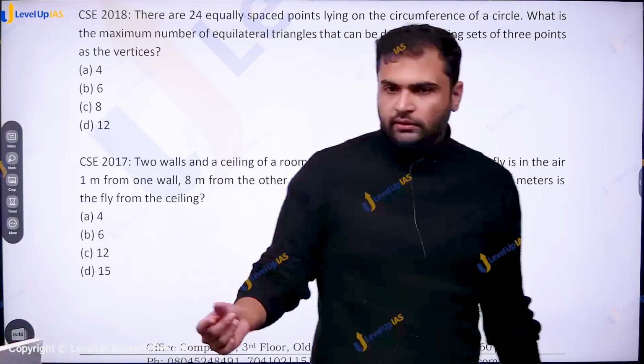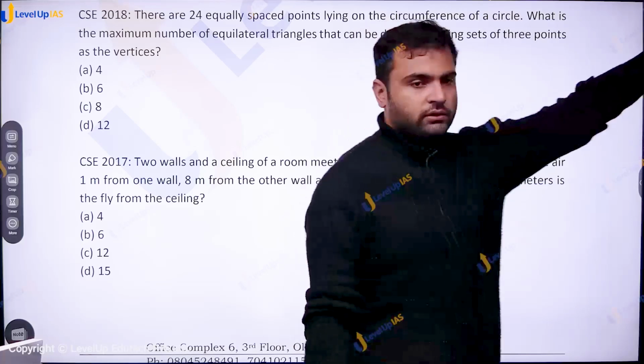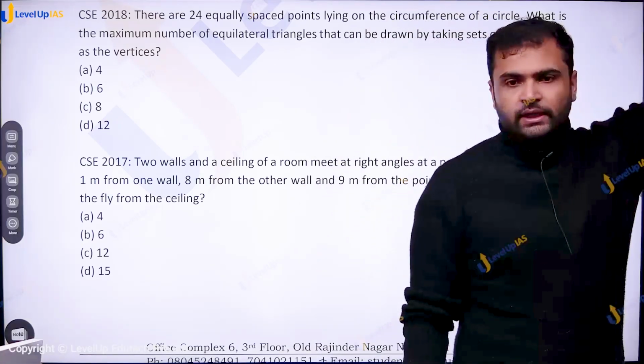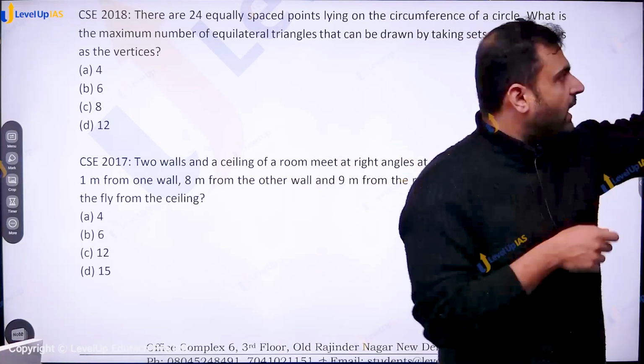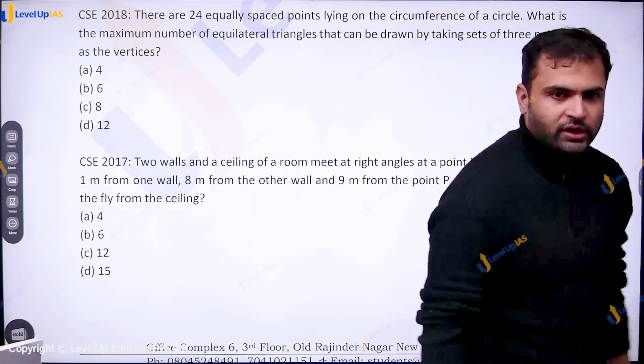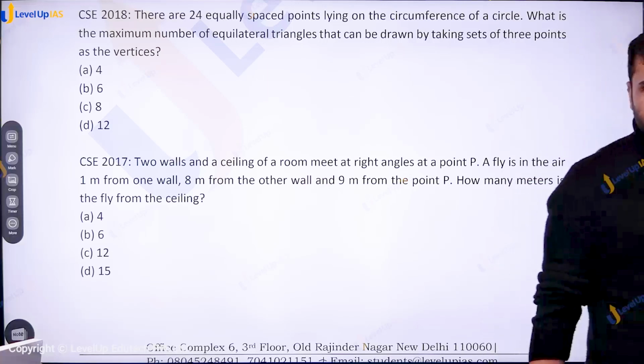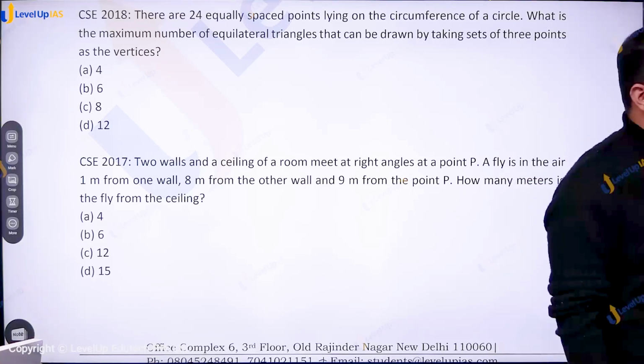There is a fly, okay, fly. There is a corner like this. There are 2 walls and there is ceiling, okay, and fly is somewhere in between. So this is not a 2D geometric question, this is a 3D geometric question. So fly is flying in the air and they have given some distances.